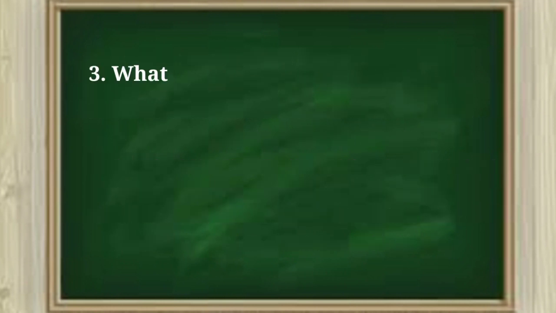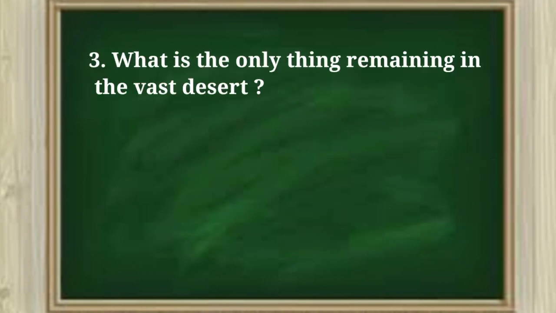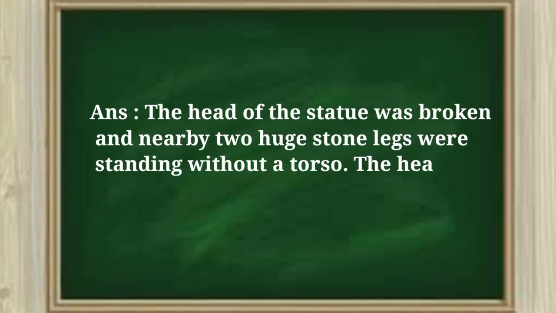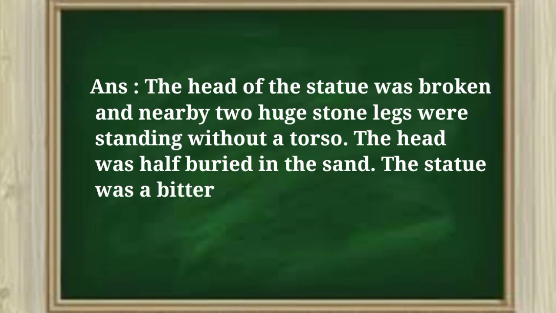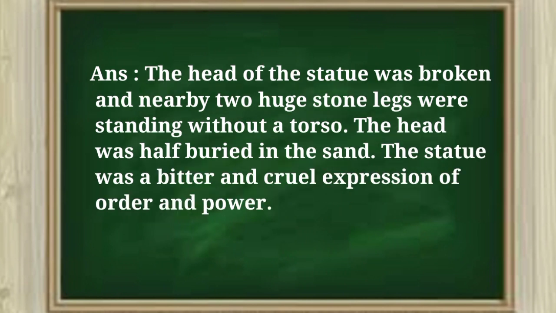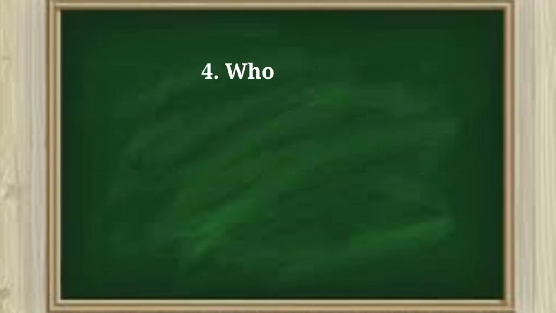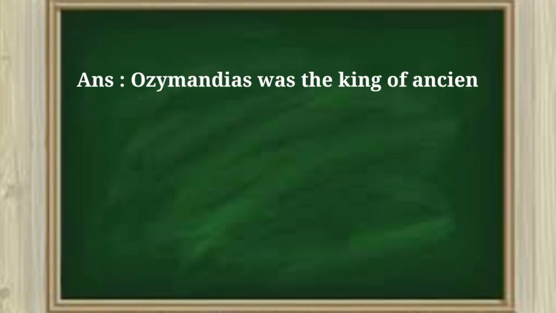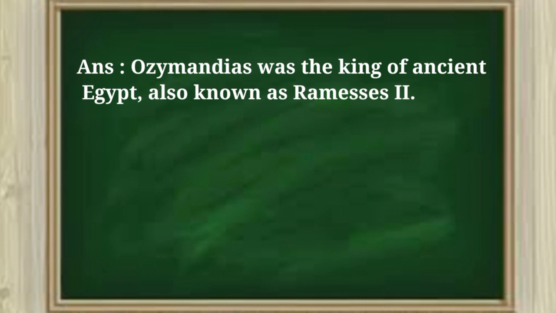Number 3. What is the only thing remaining in the vast desert? Answer. The head of the statue was broken and nearby 2 huge stone legs were standing without a torso. The head was half buried in the sand. The statue was a bitter and cruel expression of order and power. Number 4. Who was Ozymandias? Answer. Ozymandias was the king of ancient Egypt, also known as Ramesses II.